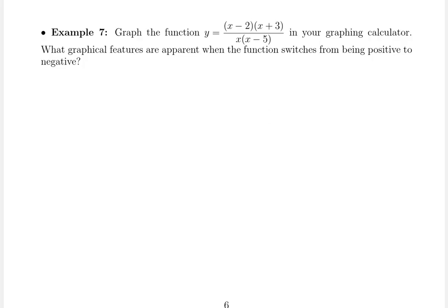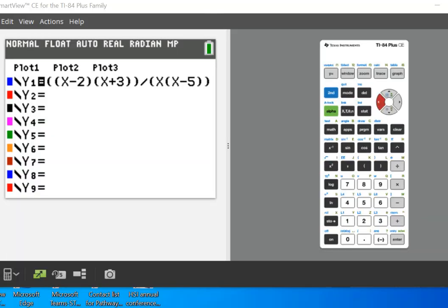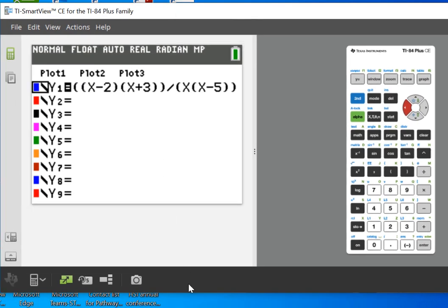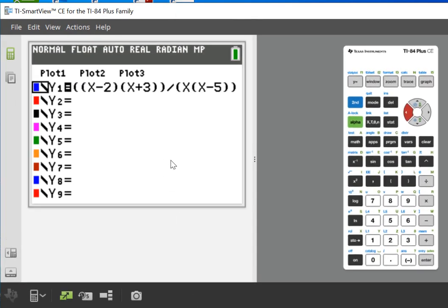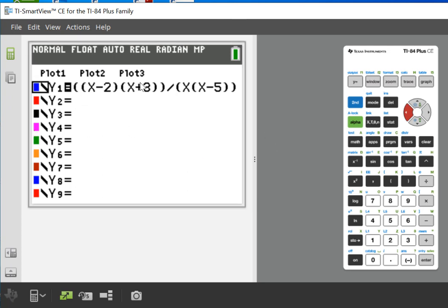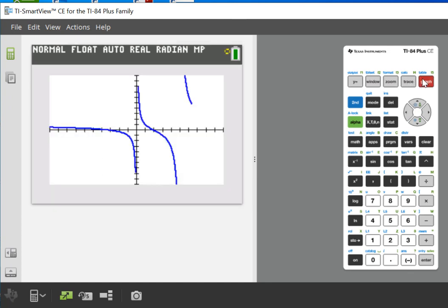So in the graphing calculator, I've already taken the liberty of typing in the expression into my y1. Just one thing to take note of real quick is that I put parentheses around the numerator and the denominator so that it's really clear to the graphing calculator which factors are in which part of the fraction. So if I hit graph, I get this picture here.